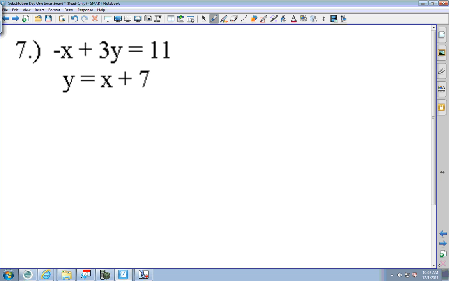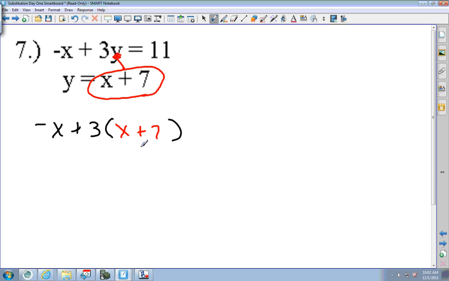Is one of the equations in x equals or y equals form? Yes, it is. This one says y equals. So circle what y equals. We are going to substitute it in here for y. Uh-oh. On this one, we have a number in front of the y, so we better be careful on what we're about to do. I'm going to write down the negative x plus, this says 3 times y, so I have 3 times, what is y? X plus 7. Look what I did. I put it in parentheses because we're going to have to do the distributive property.